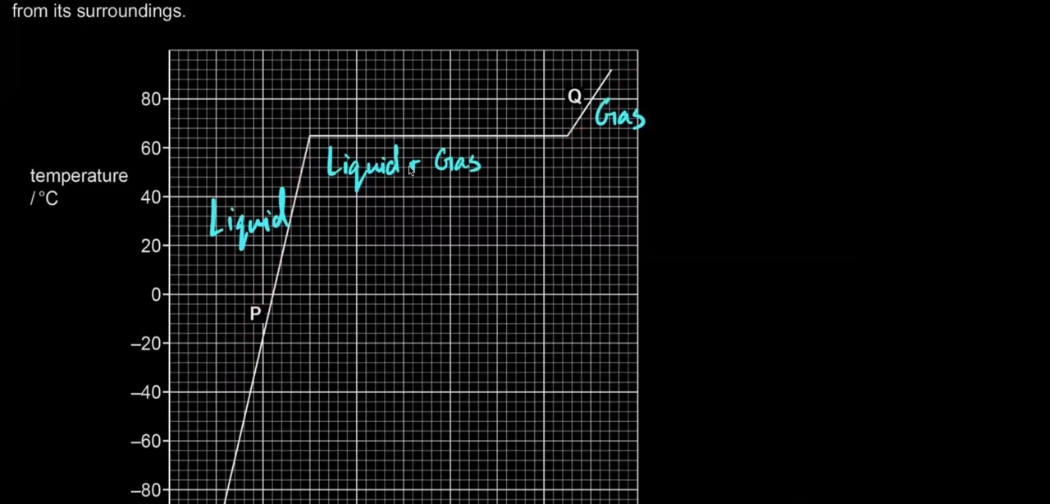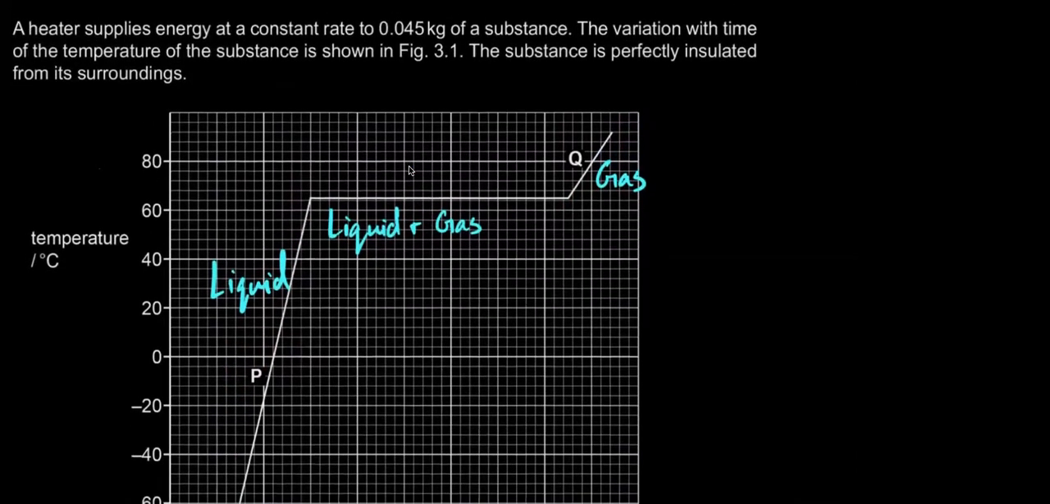If I go back up, I was told that the heater is supplying energy at a constant rate to the substance, right? So the heater is supplying equal amounts of energy each second. 150 watts simply means that each second the heater is giving the substance 150 joules of energy. But during this time, this 150 joules of energy, which was also supplied here, as well as here, the temperature is not increasing as fast as was the case here, right?